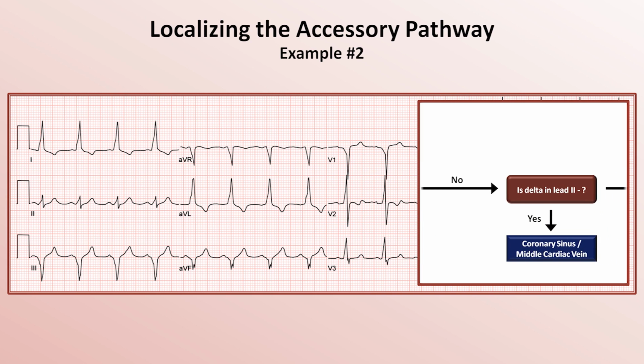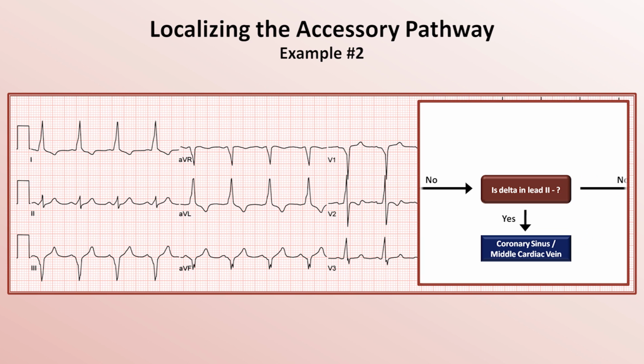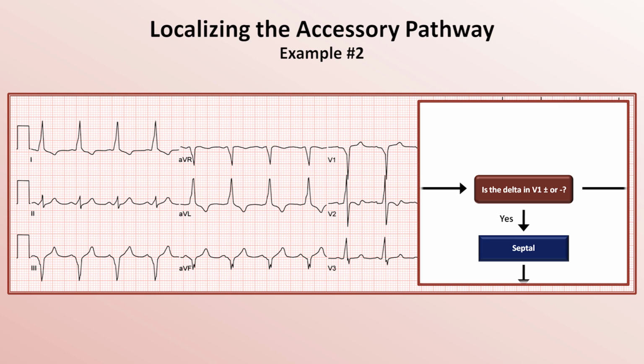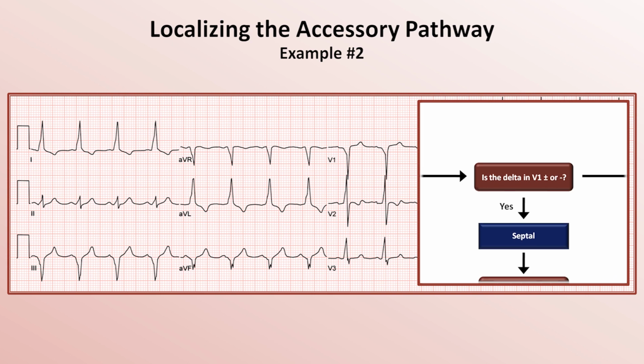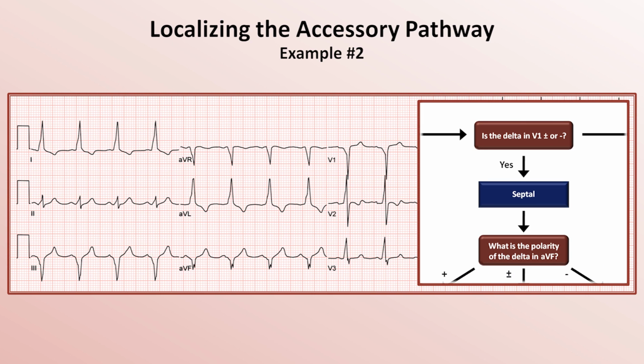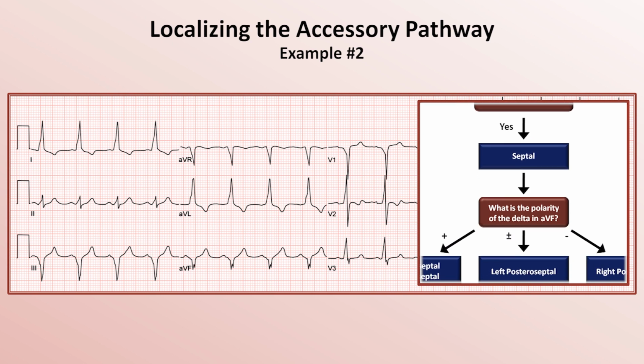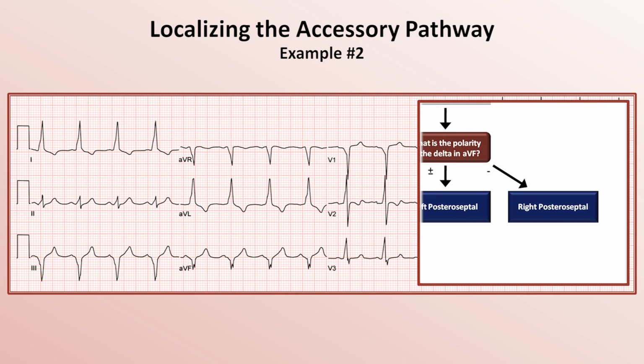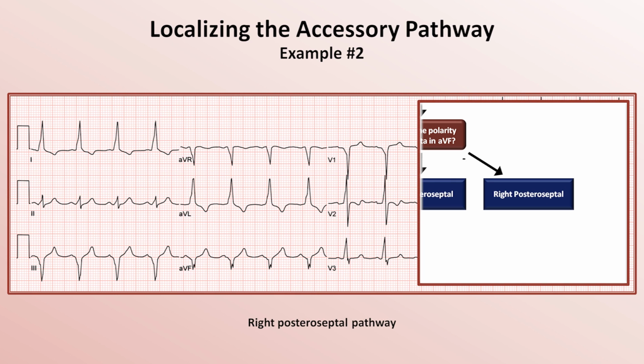Next question, is the delta wave in lead 2 negative? No, it's not. Is the delta wave in V1 isoelectric or negative? Yes, the delta wave in V1 is negative, so we have a septal pathway. Next, what's the polarity of the delta in aVF? The delta in aVF is negative, which makes this EKG a right posteroseptal pathway.